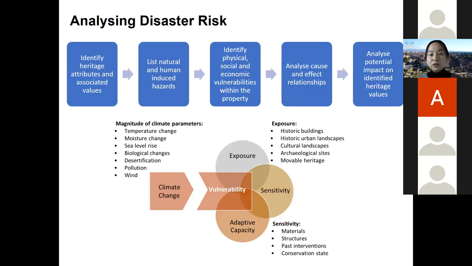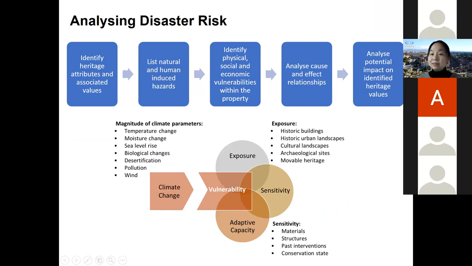Now, I'm just showing you the slide on disaster risk analysis to show you the correlation that it has to impact assessment procedures. I just want you to focus on the blue boxes at the top. If you read it, it's identifying heritage attributes and values. It's to list the natural and human induced hazards, and in this case, it would be the factors. It would be identifying the physical, social, and economic vulnerabilities within the property.